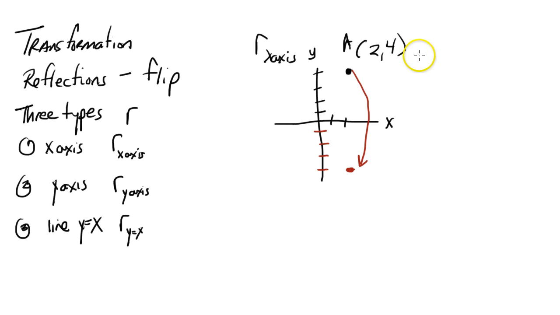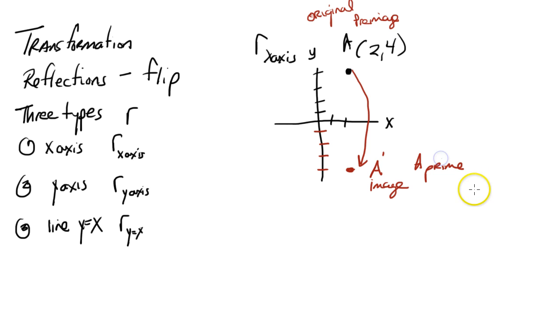This is called the pre-image, otherwise known as the original. And this is going to be my new image. This is going to be called A with a little tick mark, and that tick mark is called prime. This is called A prime. We've done the primes and the image and the original already, so you have to know those. Let's take a look at it again.